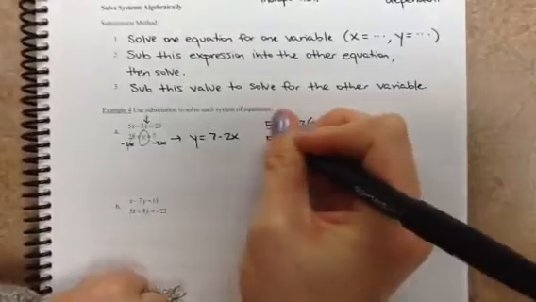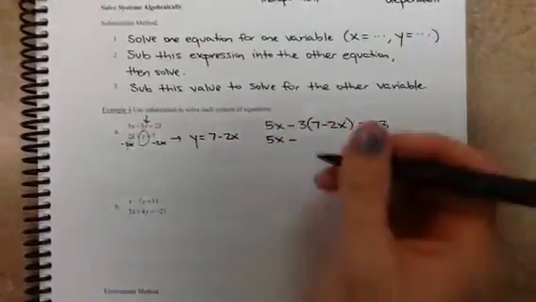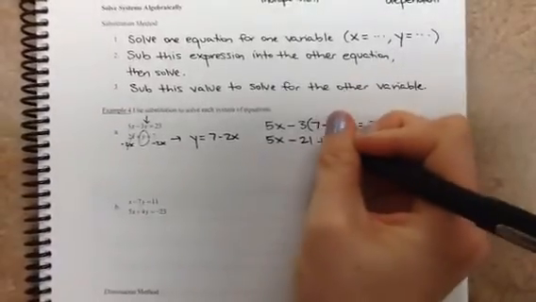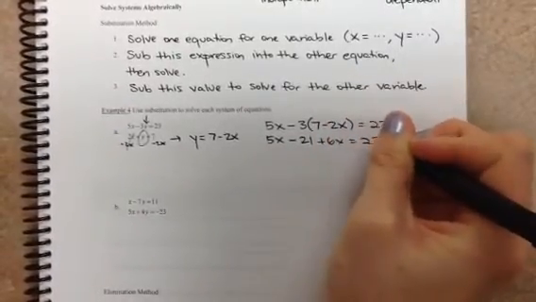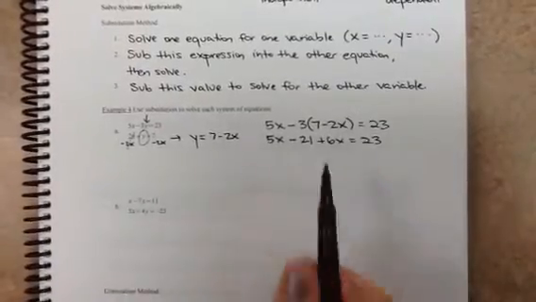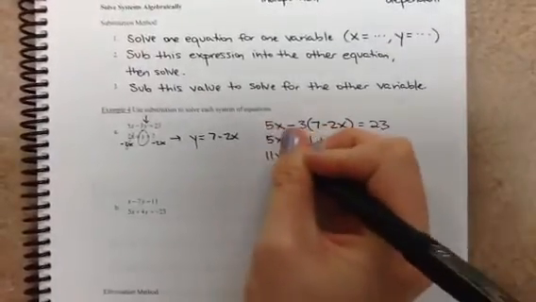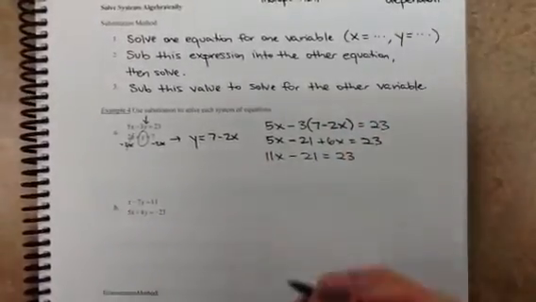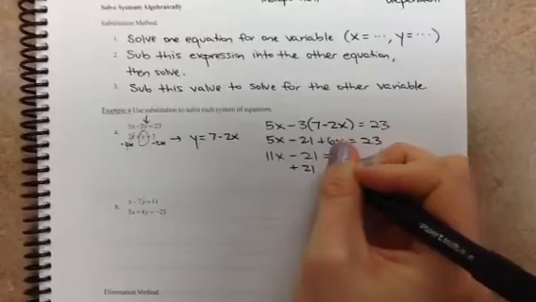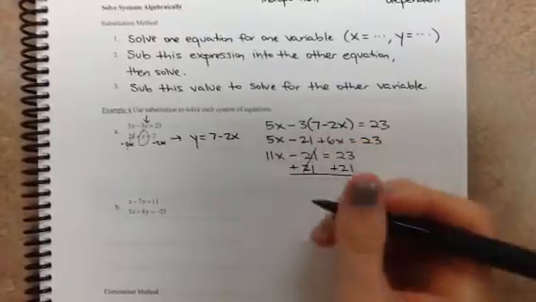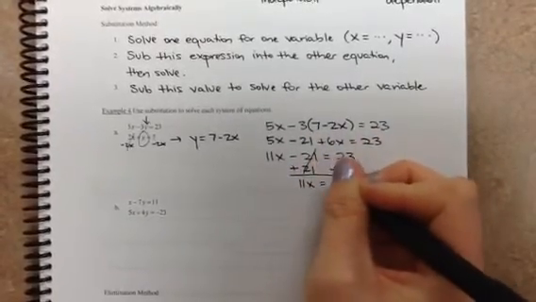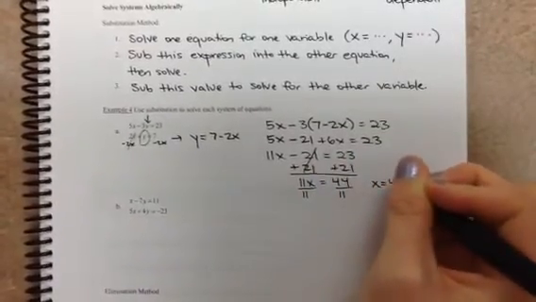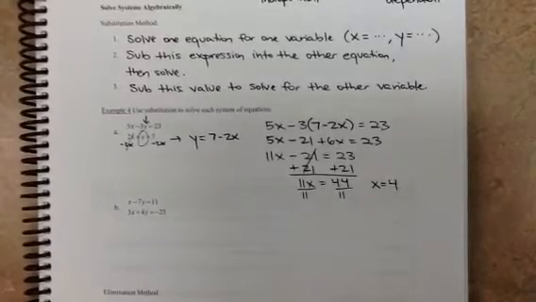So 5x doesn't change. I'm going to distribute this negative 3, so negative 21, and then negative 3 times negative 2x is positive 6x, equals 23. On the same side, I'm going to add these like terms together, and I get 11x minus 21 equals 23. Next step would be to add the 21 to both sides. So I end up with 11x equals 44, and finally I'll divide both sides by 11. So I get 4. That's my first value.